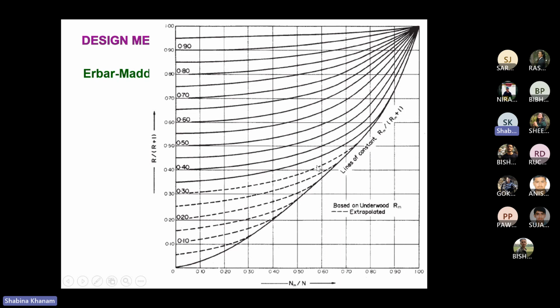So in this way, first of all we need to find out Nm and Rm. Nm is the minimum number of trays. At what condition will you find the minimum number of trays? The minimum number of trays refers to the total reflux condition. If I'm having total reflux, it means liquid is available in sufficient amount. So in that case the number of trays would be lesser, because that liquid is available, so you will have interaction with the mass transfer with fewer trays.